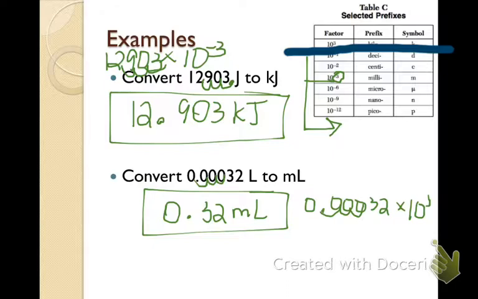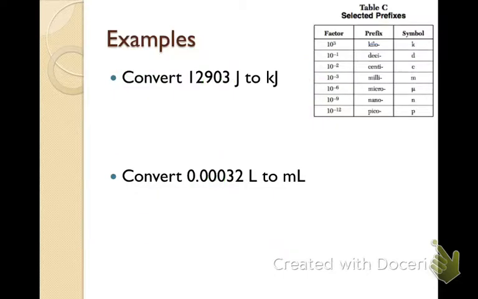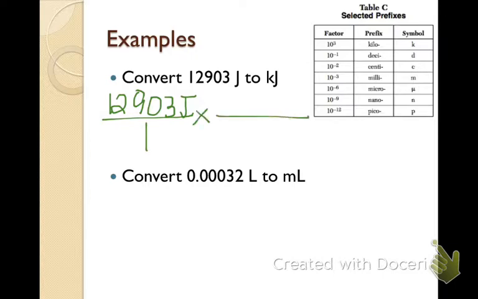Another way to do it, there's so many different ways to convert. That's the beauty of the metric system. Alright, let's come back up here and let me erase all of this. And let's go to this one. 12,903 joules. I can use conversion factors. Conversion factors are a beautiful thing. We'll be using that a lot here in chemistry. So pretty much I'm going to put this over 1. I'm going to multiply my next set.